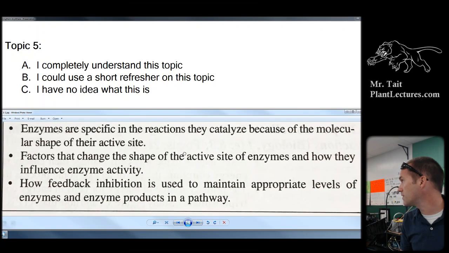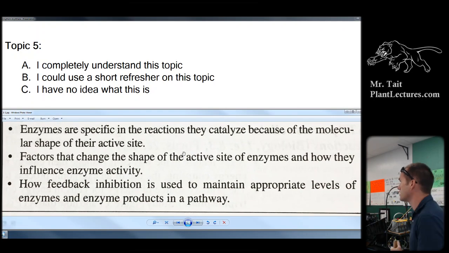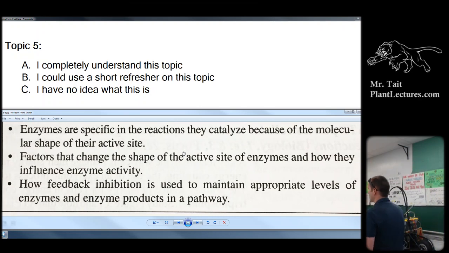Enzymes are specific in the reactions they catalyze because of the molecular shape of their active site. Highly confident in this one. We just know that every enzyme has some substrate that fits into the active site. That's great.